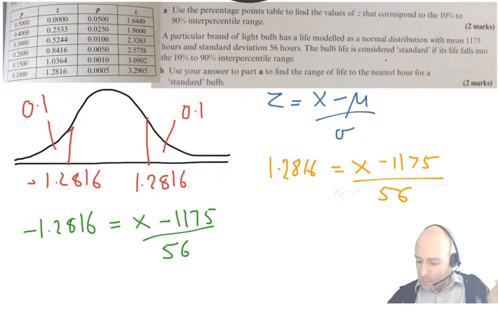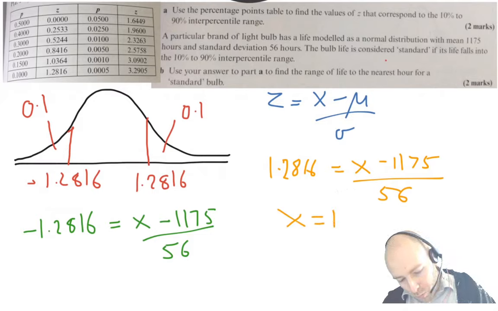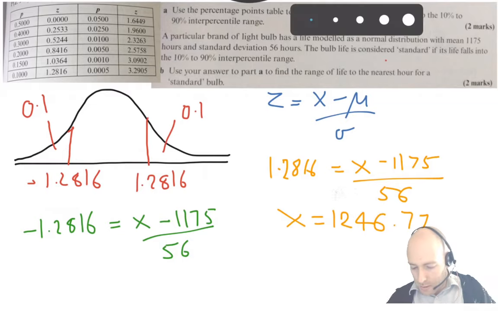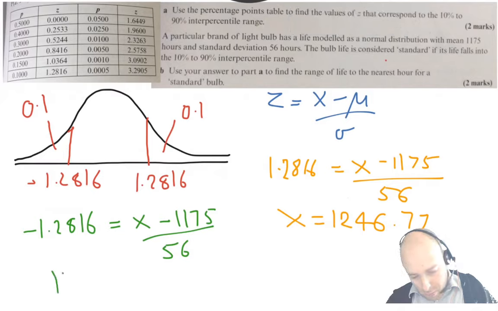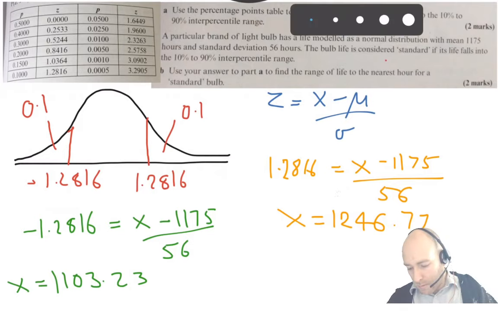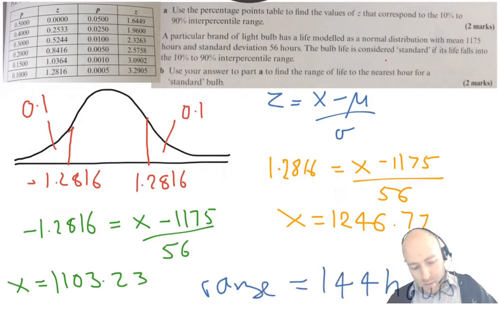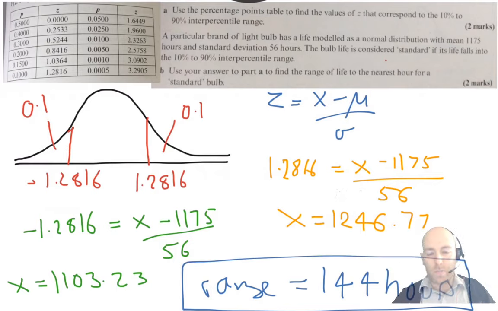So if we multiply both answers by 56 and add 1175, for the yellow one we get x is 1246.77. For the green one, we get 1103.23. So the range between those two is 144 hours. Cool.